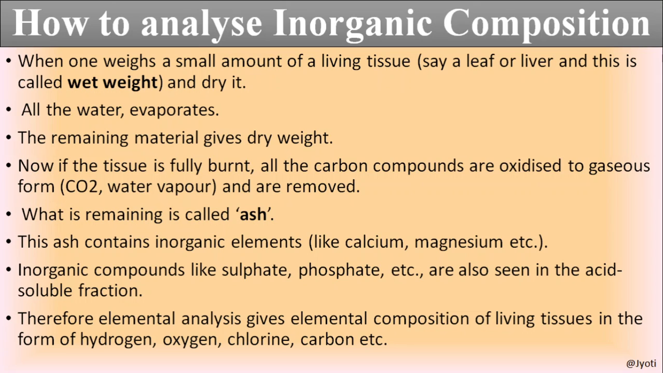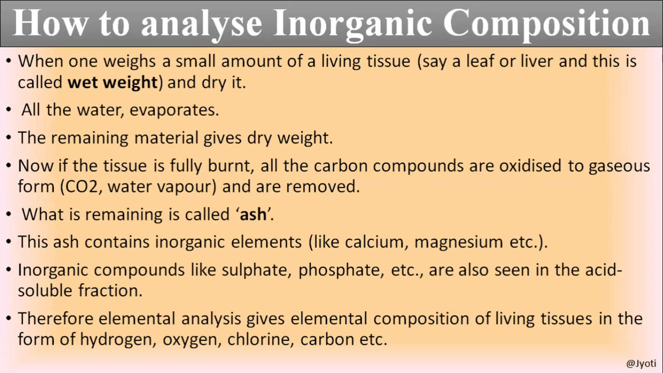So how? When the water will evaporate from this tissue, then that will be known as dry weight of the tissue. Now, if the tissue is fully burnt, all the carbon dioxide, all the carbon compounds. So carbon compound means organic compounds. Organic compound will get oxidized to form gaseous form of carbon dioxide, water vapor, and they will be removed. Is it clear? So first we have to take the tissue, we have to dry it, then we have to burn it. So when we will burn it, the carbon compounds, means all organic compounds, will get oxidized and it will be converted into either gaseous form or water vapor, and they will be removed.